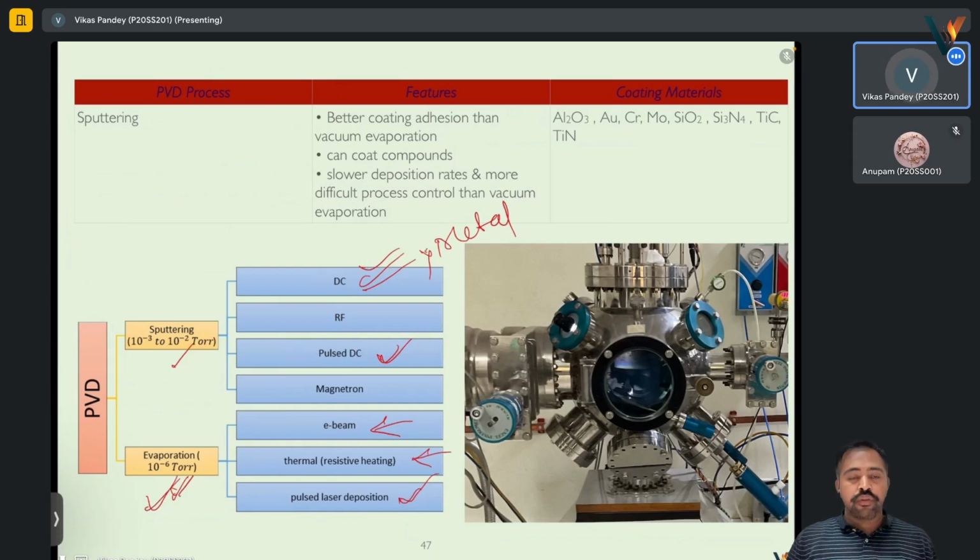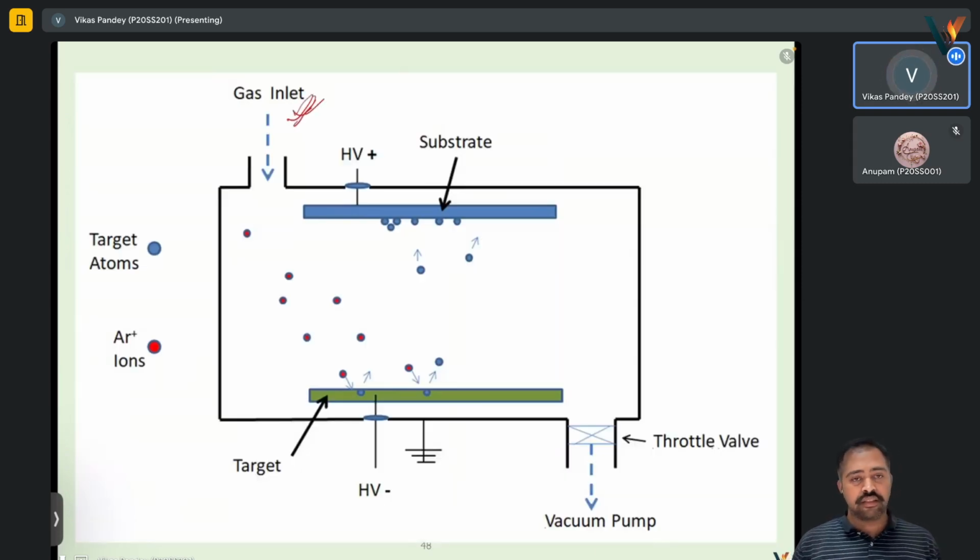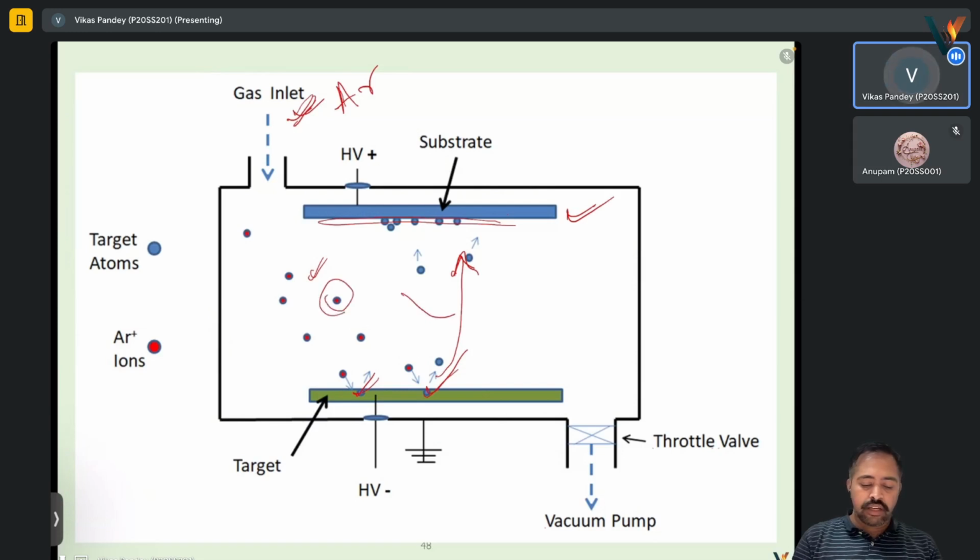So the principle for sputtering is that a gas is inserted, generally argon, and it will be ionized by the high DC voltage, plus and minus, that is applied. This will knock out some of the surface atoms or molecules and take them towards the anode, the positive, where we have kept the substrate, and they will get deposited. The argon will again get free and continue to take part in the process. It is like throwing some pebbles into the mud, where the mud will come out and the pebbles will remain undisturbed, so they can be reused.